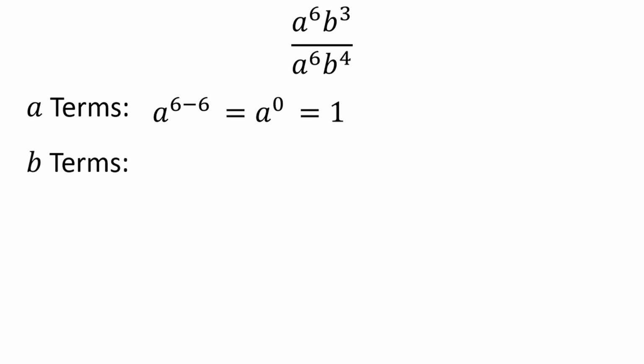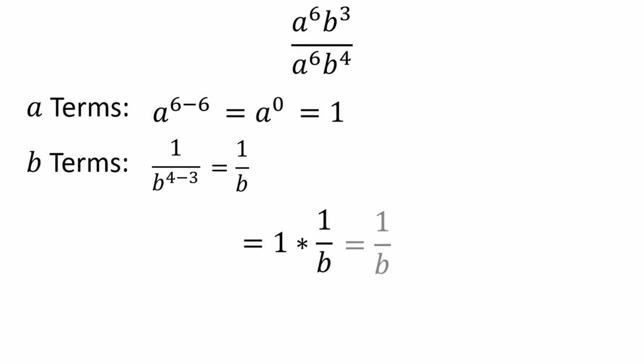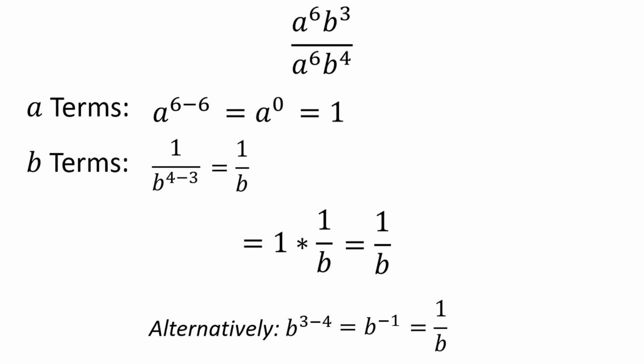For the b terms, the higher exponent is in the denominator, so our answer will be 1 divided by b to the 4 minus 3 power, or just 1 over b. Putting everything together, we have 1 times 1 over b, which is just the same thing as 1 over b. If you don't like that explanation, you can think of this as b to the 3 minus 4 power by subtracting the exponents, since they are divided, which gives you b to the negative 1 power, which is the same thing as 1 over b.